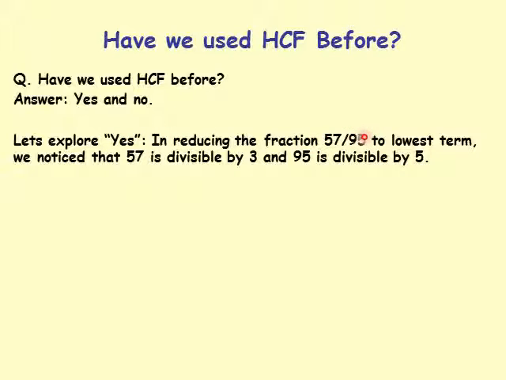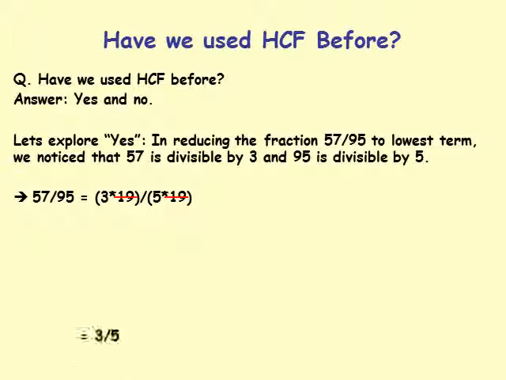In reducing the fraction 57 by 95 to the lowest terms, we notice that 57 is divisible by 3: 5 plus 7 is 12, and 1 plus 2 is 3, so the digit sum is a multiple of 3. And 95, as it ends in 5, is divisible by 5. So 57 divided by 95 is 3 times 19 divided by 5 times 19. Now we have 19 as a common factor. We divide both the numerator and the denominator by the common factor 19, and I get 3 divided by 5. So 19 is a common factor and also the highest common factor. So we have used HCF in this problem of reducing the fraction 57 divided by 95 to the lowest terms.